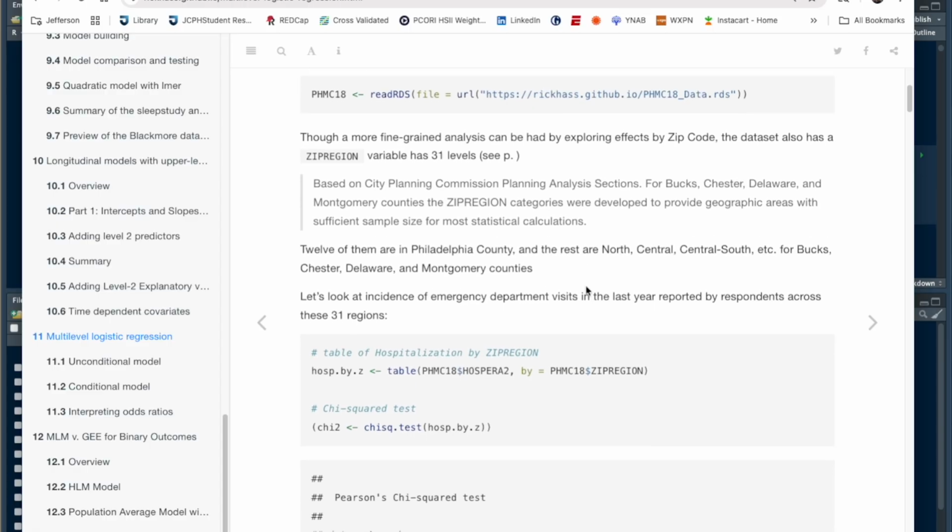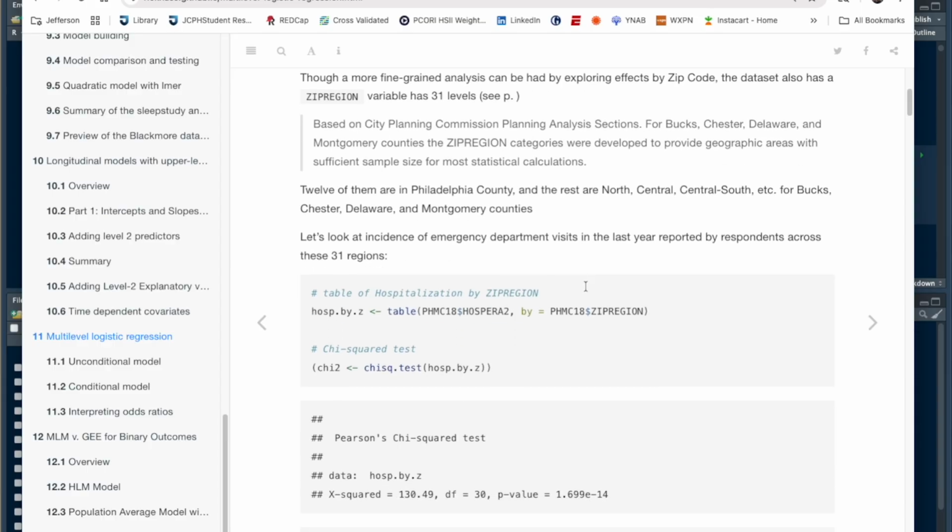For an example of an outcome, we're going to use the incidence of emergency department visits in the last year, reported by respondents in this survey. There's some really nice stuff in the book by Snijders and Bosker, as well as in the book that you've been using, so I'm going to adapt the coverage from those. You can kind of ignore this.